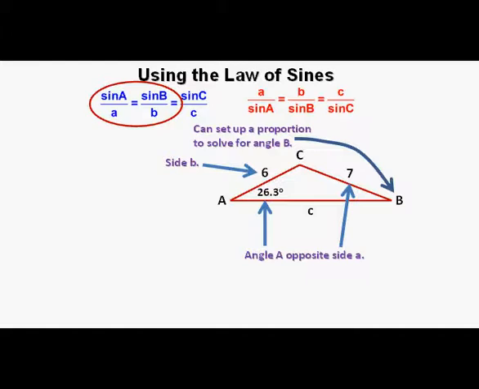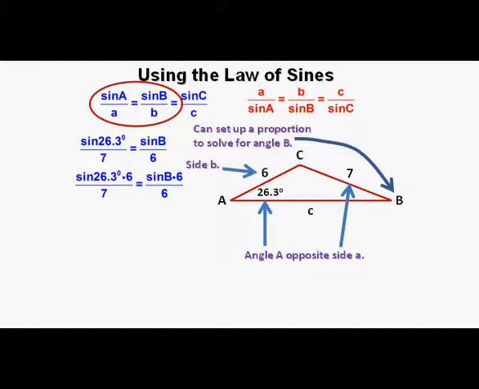This is the version of the law of sines we'll use: the sine of angle A over side A equals the sine of angle B over side B. Why is this the ideal version for this situation? Because the unknown we're solving for will be in the numerator, and that will be the sine of angle B. So the equation is the sine of 26.3 degrees over 7 equals the sine of angle B over 6.